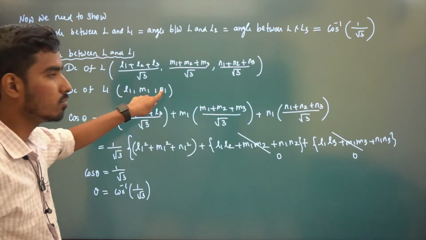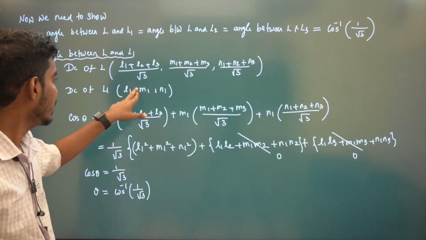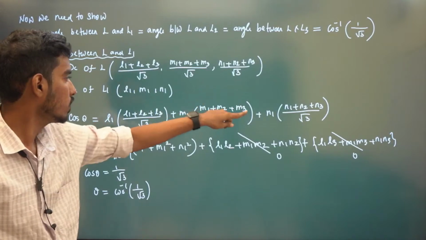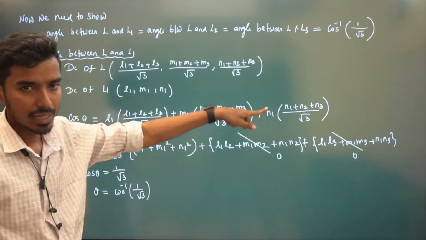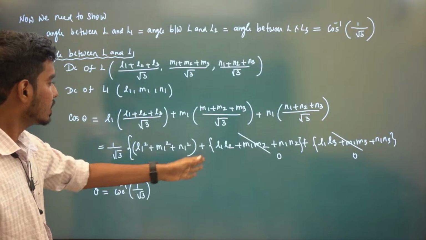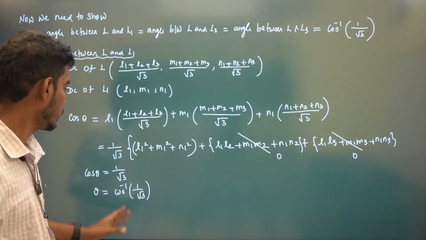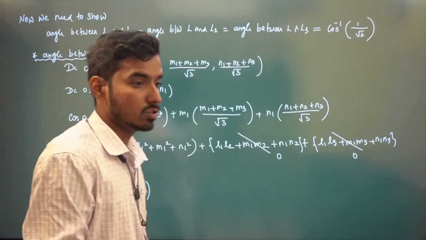Here we have L2, M2, N2. So L2 square, M2 square, N2 square will be 1. Other terms will be 0. Right? So we will have again 1 by root 3, 1 by root 3 only.